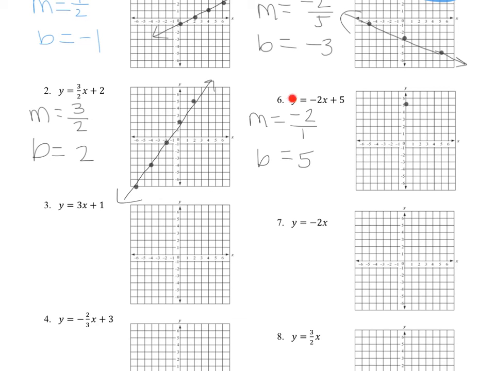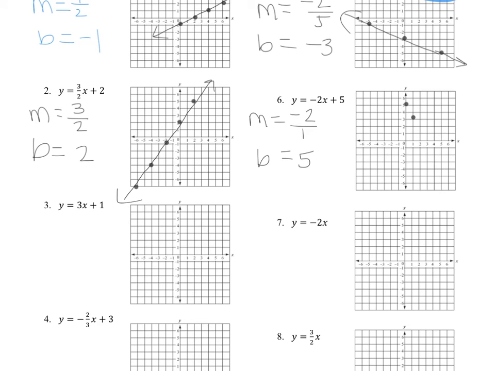From here, look at your slope. Are you rising up or are you rising down? I'm going to rise down because it's negative, and I'm going to rise down 2, and I'm going to run 1. And you always run to the right. So from this point, I'm going to go down 2, and I'm going to go to the right 1. And I'm going to plot my point.